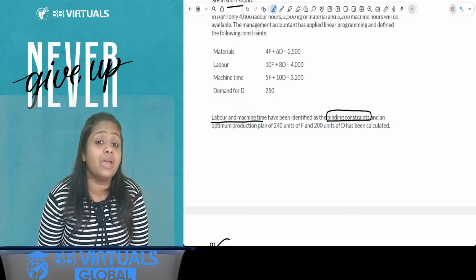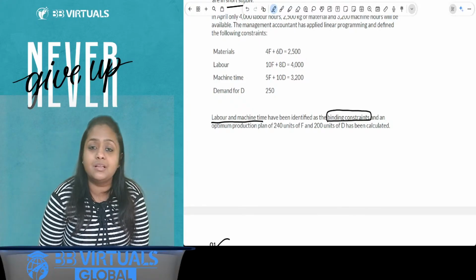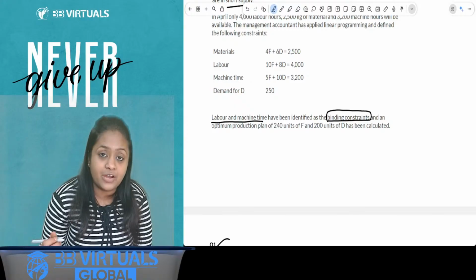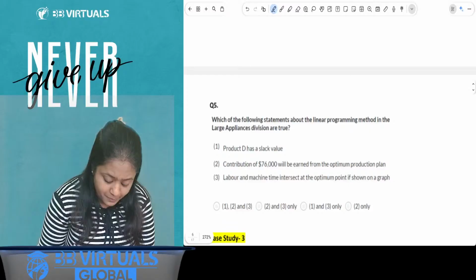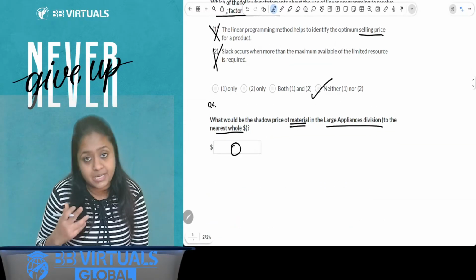So material will never have a shadow price. Material will always have a slack, because material kgs are not fully utilized, right? Because it is not the optimum solution. So therefore, the shadow price here would be 0. Okay, shadow price is 0 for this material. Why? Because it is not a binding constraint.